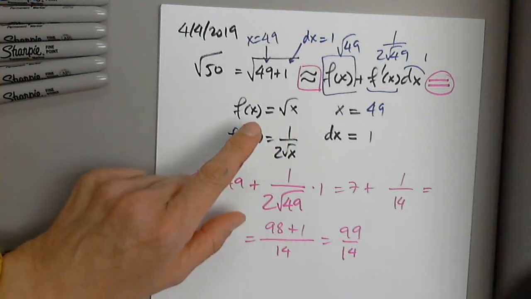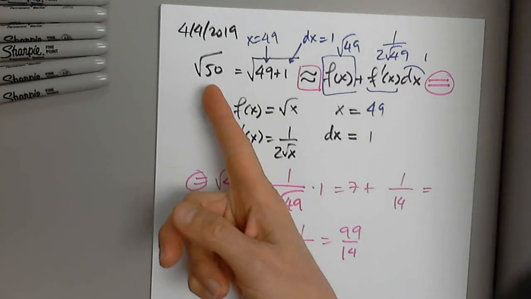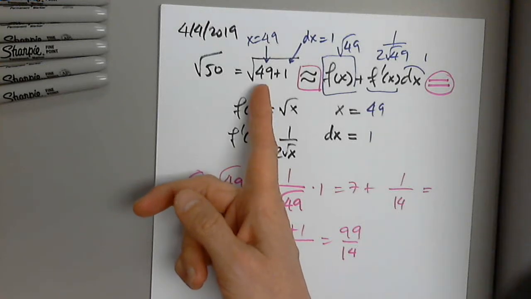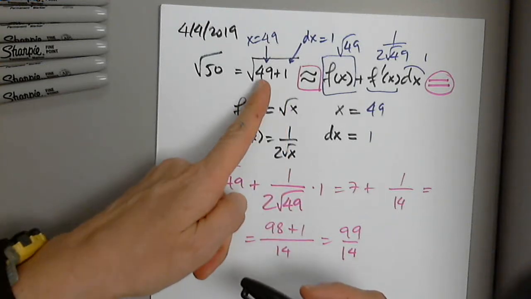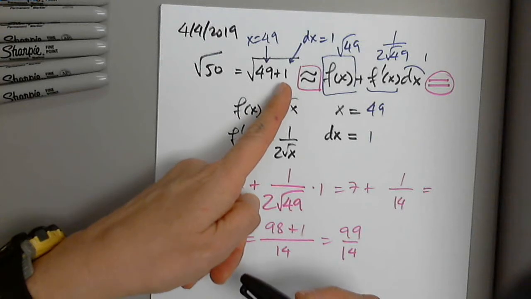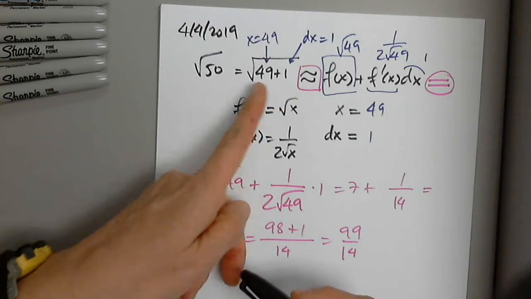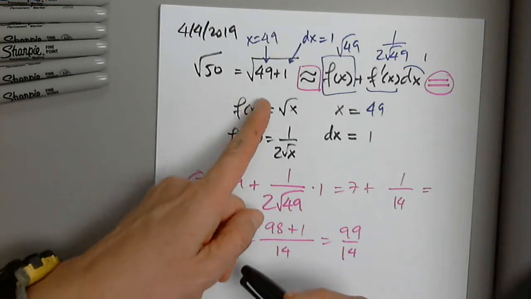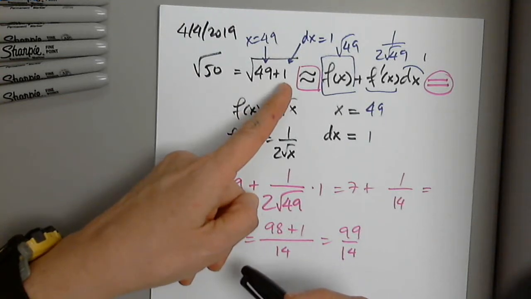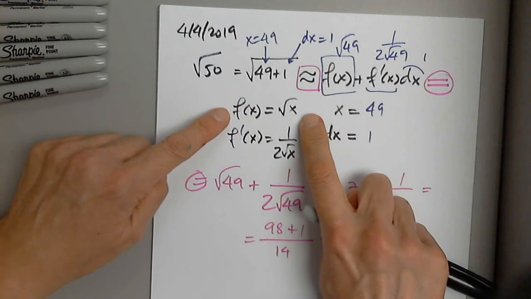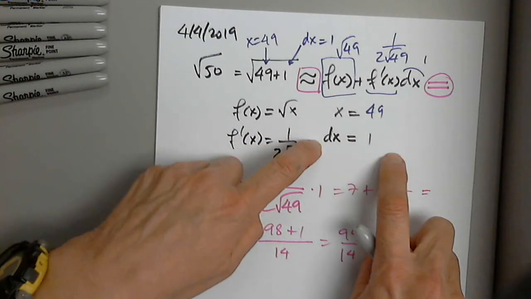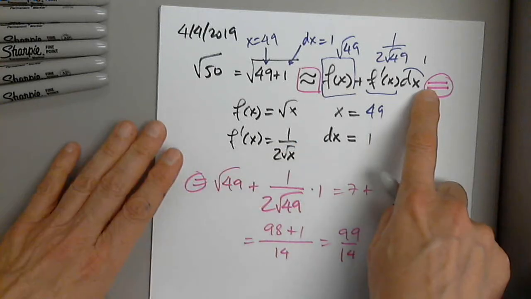50 using differentials. I don't know the square root of 50, but I know the square root of 49. So 49 plus 1, I'm focusing on 49, of course, and this is the minor error from 49 to get 50, right? So this is x and this is dx. All I have to do is identify the function, find its derivative, find x and dx, and plug them in.